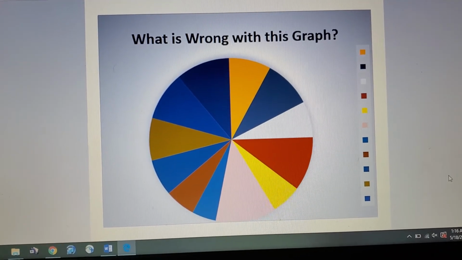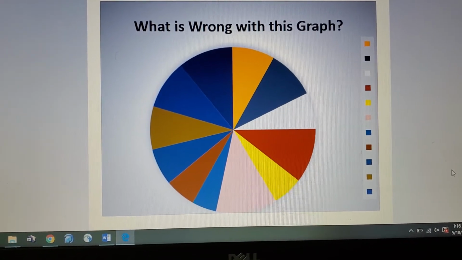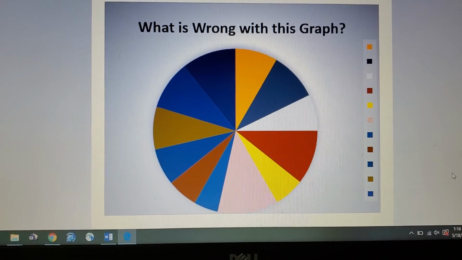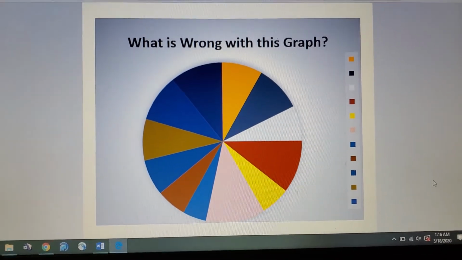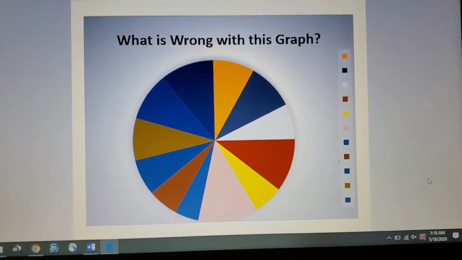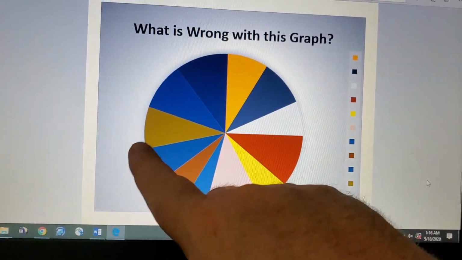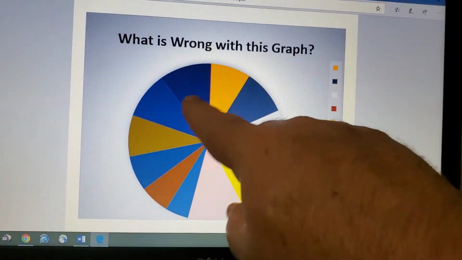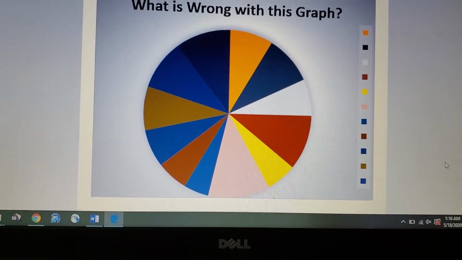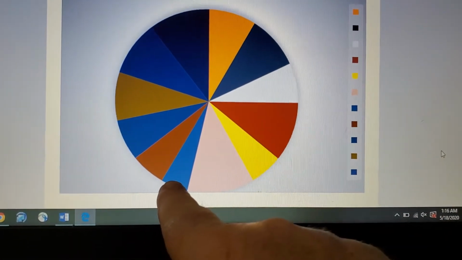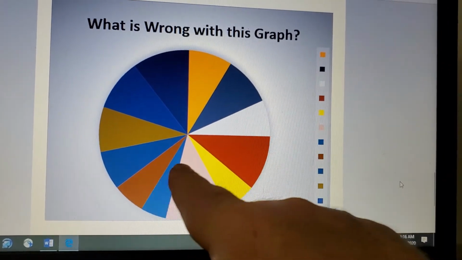Now, I don't think it's a good idea. One of the first things that you should notice by not having percents listed or quantities listed, it's kind of hard to tell what some of these pie pieces are representing. If I take a look at this pie piece and this pie piece and this, and maybe this, and that, are they the same? Are they different? I can't tell. I'm pretty sure that that's the smallest value, but I don't really know about some of these.